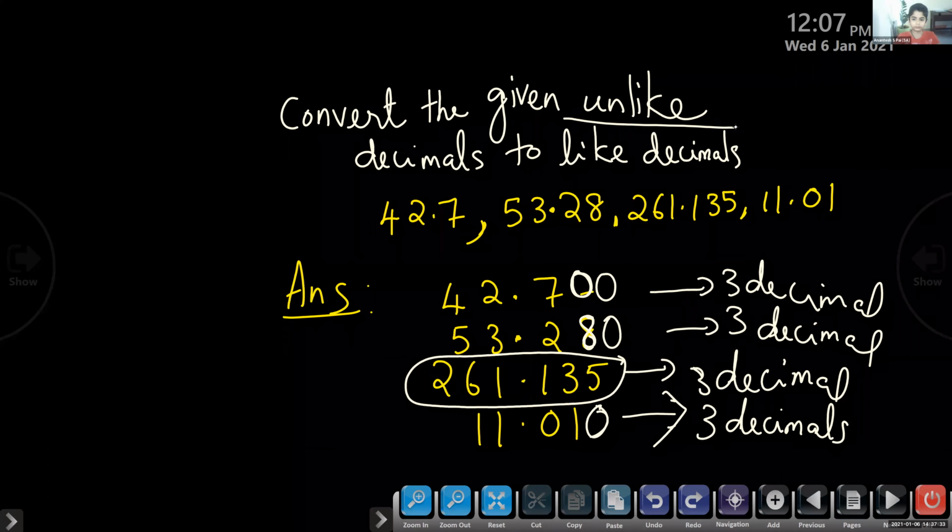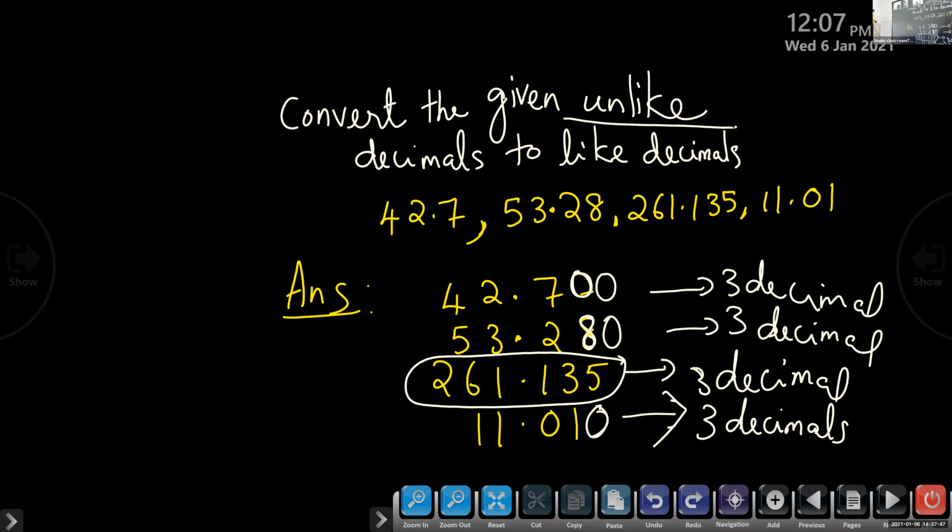Can you say what is unlike decimal? Ma'am, unlike decimals are the numbers whose number of decimal places are not the same. Okay, very good.